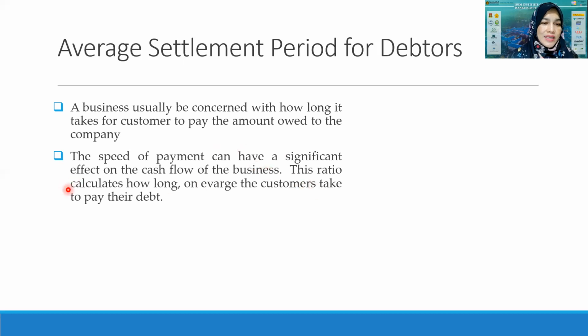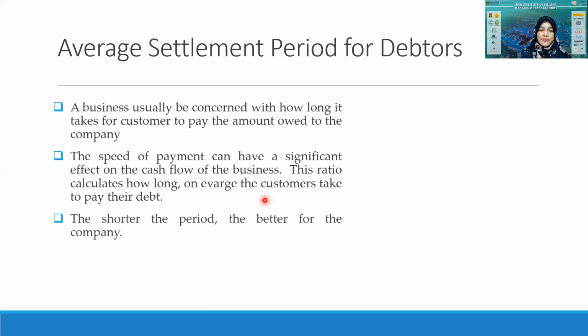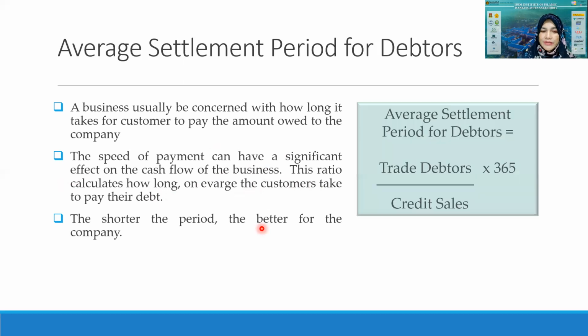The speed of payment can have a significant effect on the cash flow of the business. This ratio calculates how long the average customer takes to pay the debt. So it is indicating how long the customer takes to pay off the debts. Of course, the shorter, the better for the company.